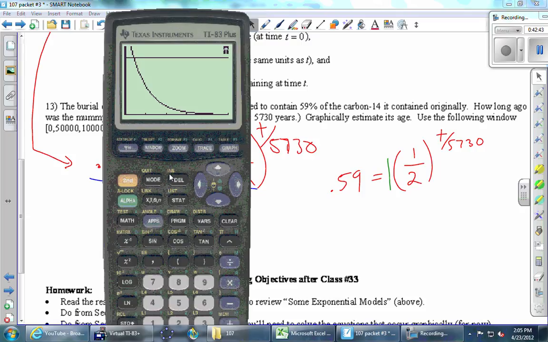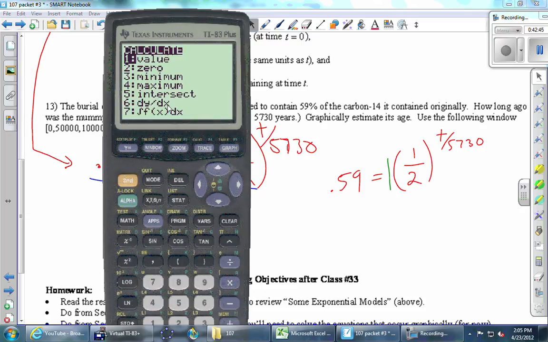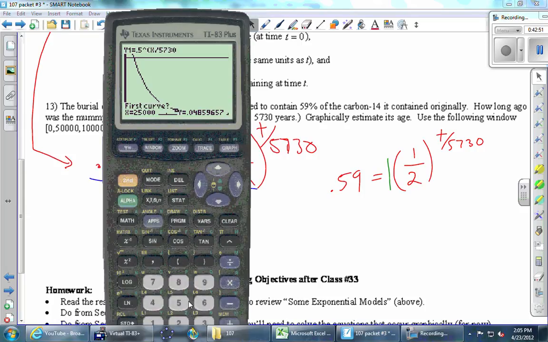So to find the intersection, we do second calc. And then number 5. And this is the best part. You just hit enter 3 times. And it gives us our answer. You guys had said something around 5,000 years. 4361. 5,000 is a good guess. Questions on that one?